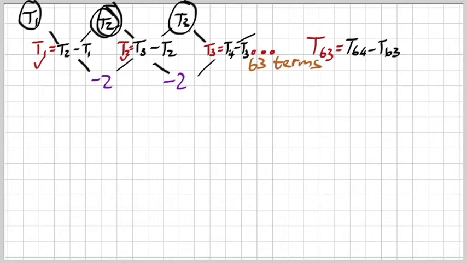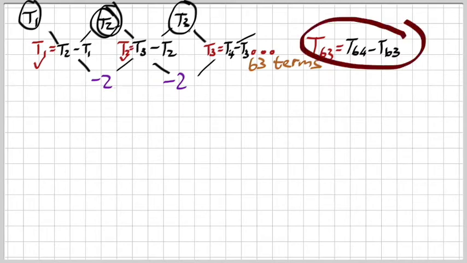So the actual answer to the question, remember what the question was. The question is, between which two terms will the difference be negative 121? And the answer, between the 64th and 63rd term. I hope you understand that.